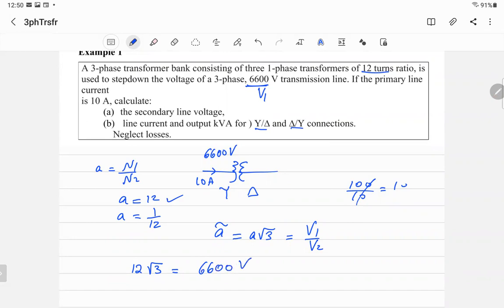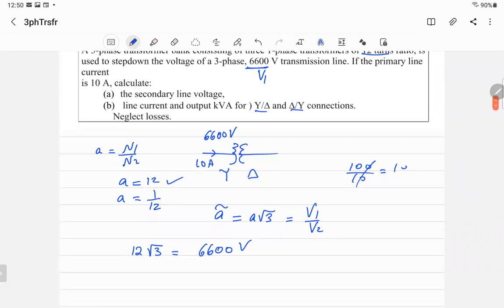Why did I choose V1? Because usually when you have a three-phase transmission line or three-phase system, when they give you the values, it's always line to line or line. They are not going to tell you per phase. The only thing given per phase for a three-phase system is impedance. That's per phase. So that's V1, which is equal to, okay.